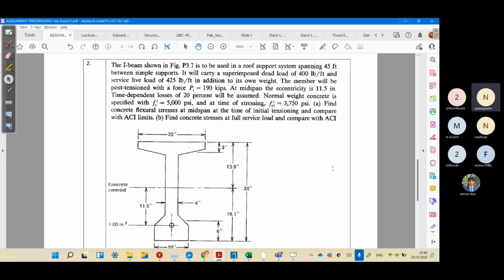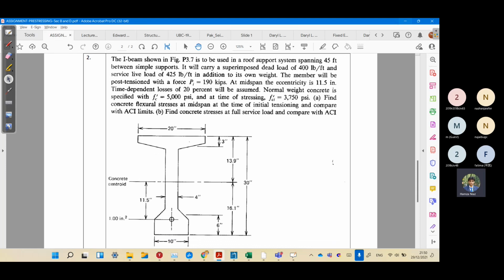Brother, in this type of numerical, only these things we should do. It means we need to calculate before applying the load and after applying load. After that, we just need to check it. First, we have to calculate some parameters, then before and after, and then checking. Numerical is finished.